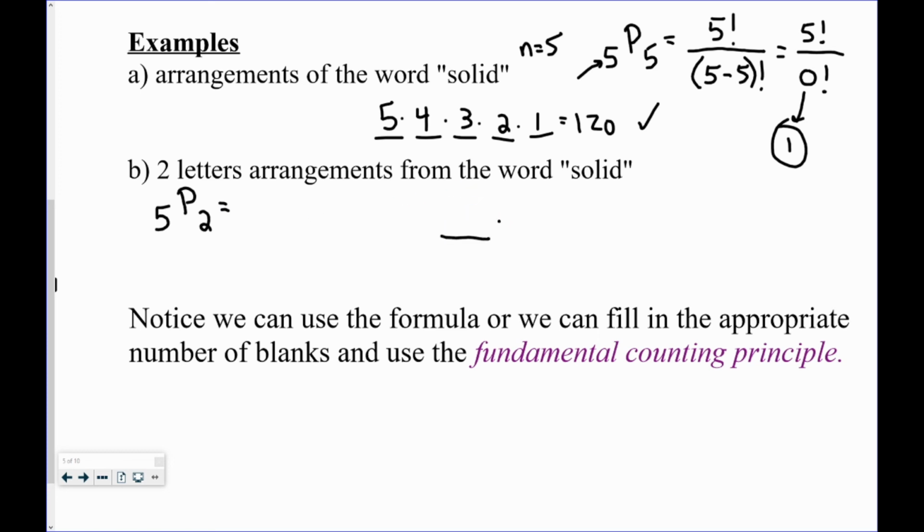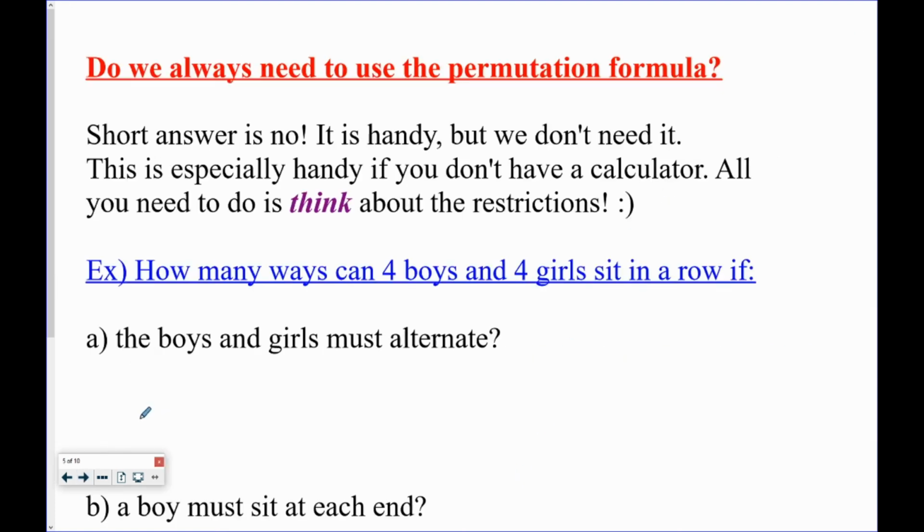Or you could do it using the fundamental counting principle and say, okay, 2-letter words, I have 5 choices here times 4 choices here. So that would be 20. No matter what you do, if you go 5P2, you'll get 20. Or if you do it this way, you'll get 20. Either way works. So that is great news for us.